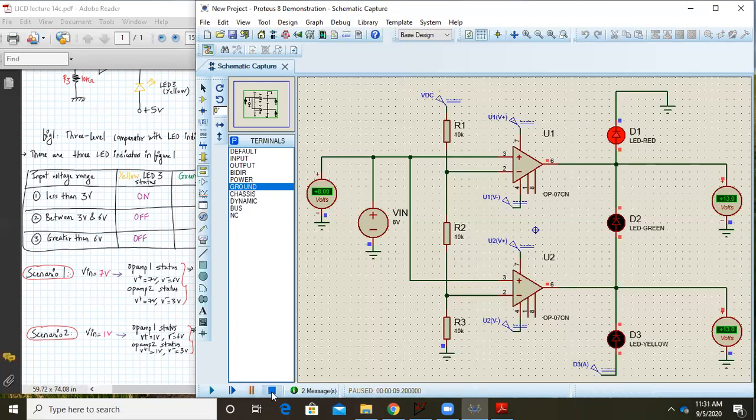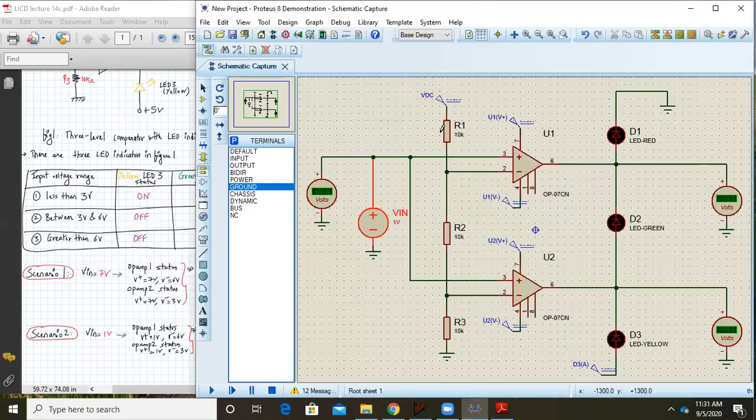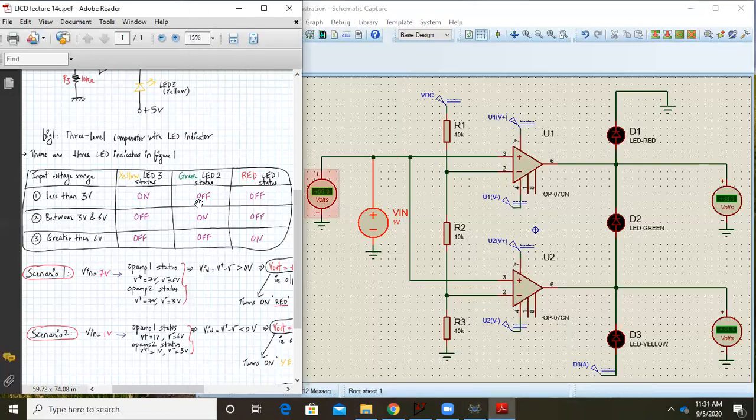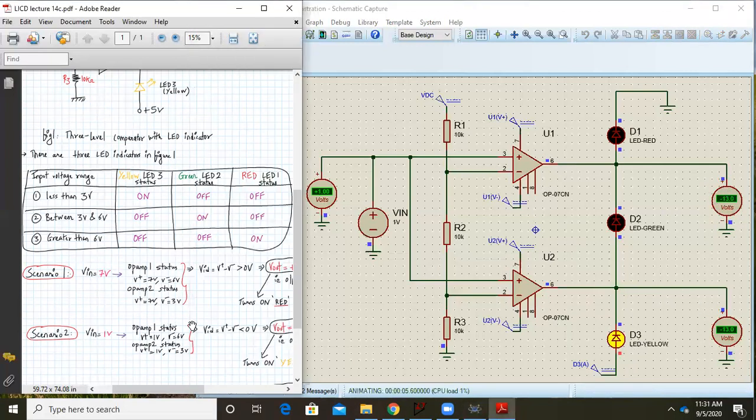Now let me stop the simulation and give a voltage which is less than 3 volts. So let me give it 1 volt over here and let me run it again. So right now the yellow LED should turn on as per our discussion. Okay, so as you can see, the yellow LED is turned on and rightly so, both the op-amps are in negative saturation. So we are getting output as minus 13 and minus 13. So as we have predicted, right?